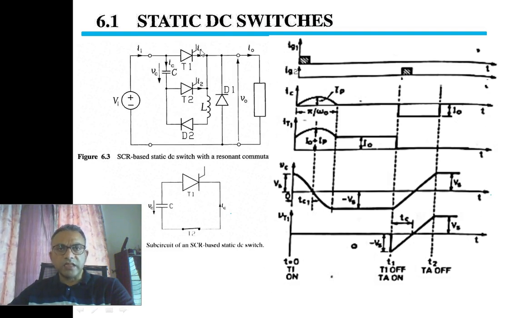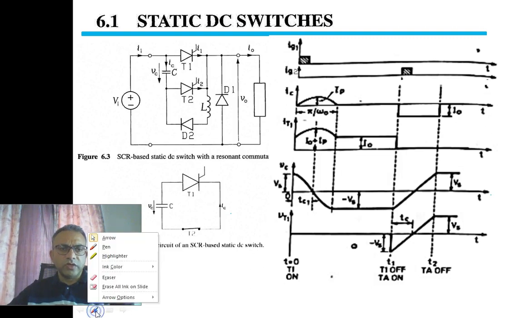IT1 is the current in capacitor T. IT1 is the current in thyristor T1. Then we have VC, the capacitor voltage, and then we have VT1, the voltage of thyristor T1. So when we want to turn on T1, this is T1.